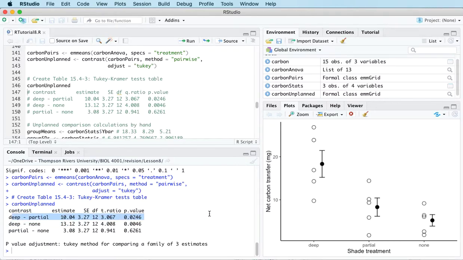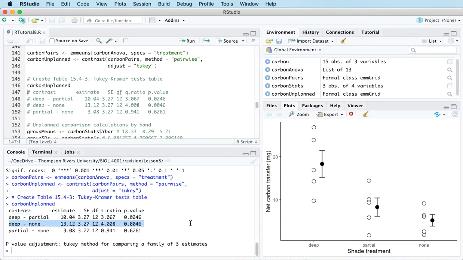In the deep versus partial, so we're comparing this treatment level with this treatment level, we rejected the null hypothesis. And so if we assign letters to these different treatment levels, we need to assign different letters because we determined that the group means, the treatment means, were different. So different letters for different treatment means. So we could assign the letter A here and B here.